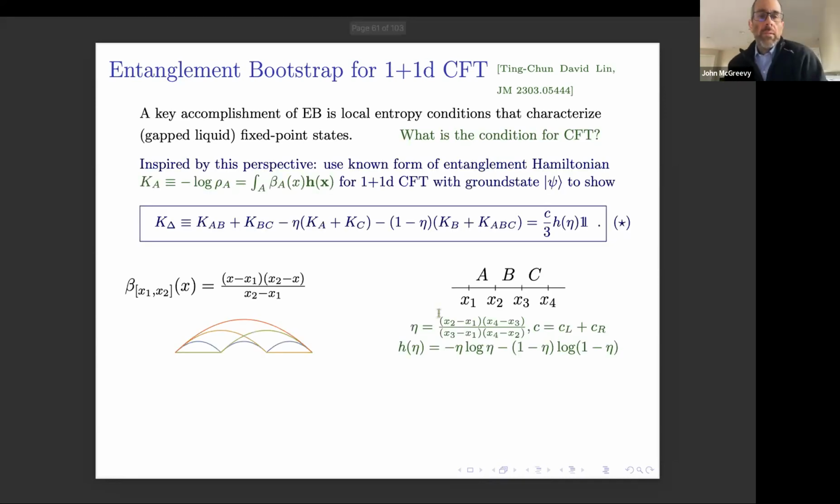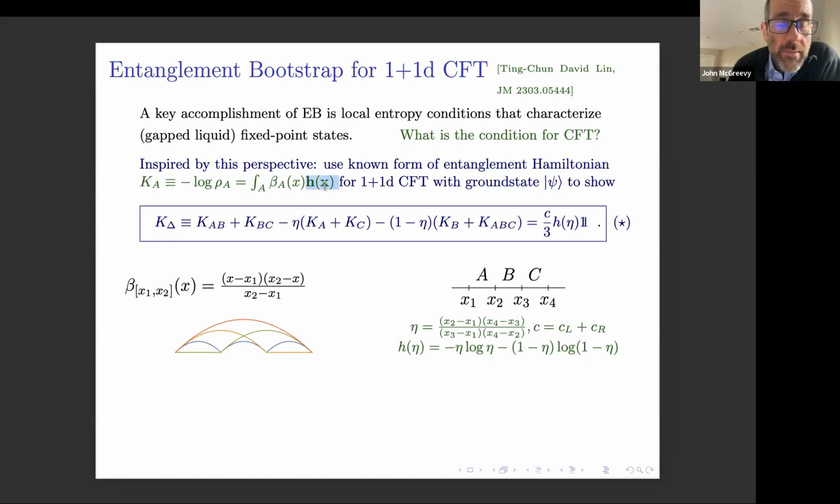Okay, so the starting point here is, let's assume that our state is a CFT ground state and see what we know about it and what can be a characteristic of it. So one thing we know is that the entanglement Hamiltonian of an interval, so the log of the reduced density matrix of a single interval A, is related to the energy density.